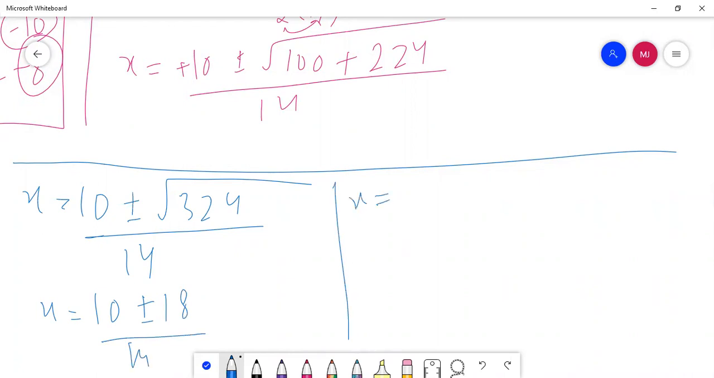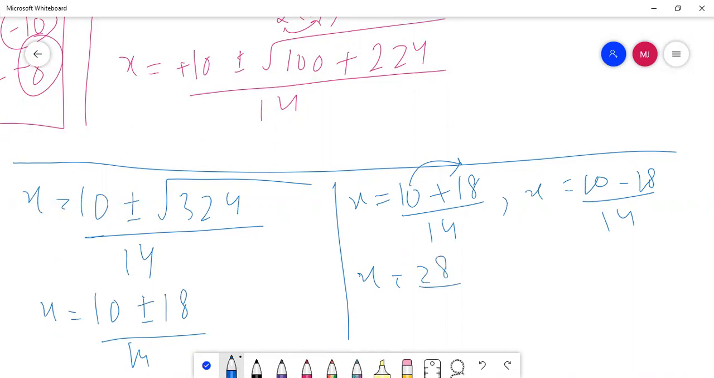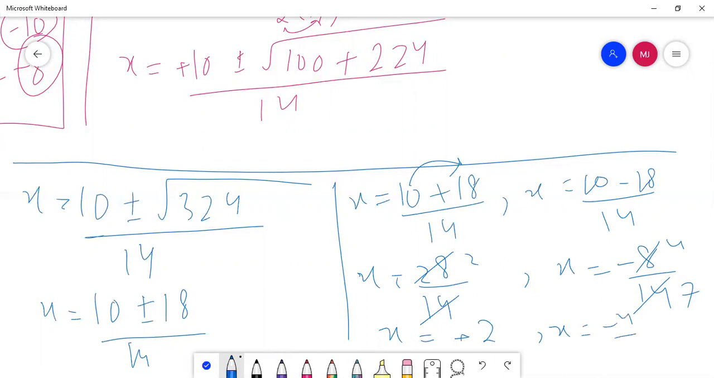So I will get two values, one with 10 plus 18 upon 14 and the other one is 10 minus 18 upon 14. What I did, son, is that the plus minus gave me two values, and I separated them. If I write with plus, one value comes, and if I write with minus, the other value comes. 10 plus 18 upon 14 will give me my first root. 10 minus 18 upon 14 will give me my second root. Here 10 plus 18 is 28 upon 14. 14 2s are 28, so x is equal to plus 2. 10 minus 18 will give me minus 8 upon 14. 2 4s are 8, 2 7s are 14. x is equal to minus 4 upon 7.